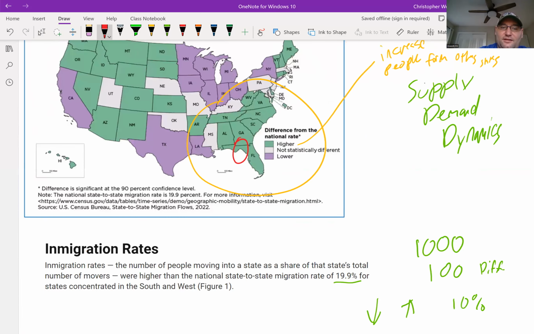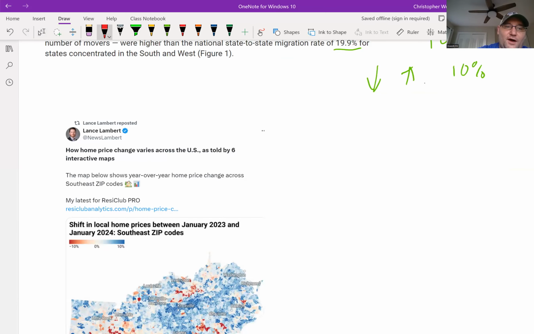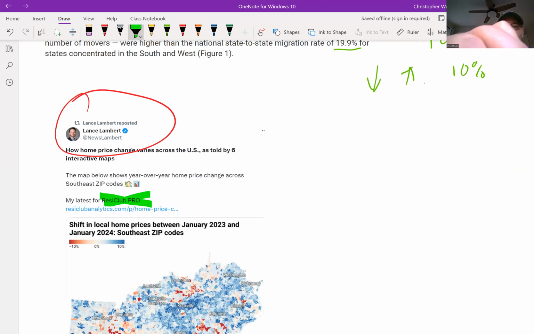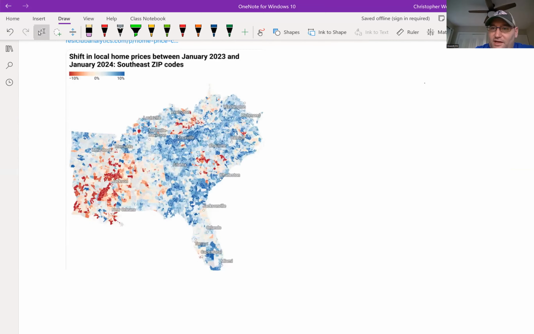So what I'm going to do is I'm going to bring in somebody who analyzed this. And his name is Lance Lambert. He's a great follow on Twitter. I highly suggest following Lance here. And he has a company called Resi Club. And what his business does is it looks at all these MSAs and he puts all of the information into maps. You guys know I'm a visual guy. So he takes all of the stuff and puts it into maps. And here's our map of the Southeast.